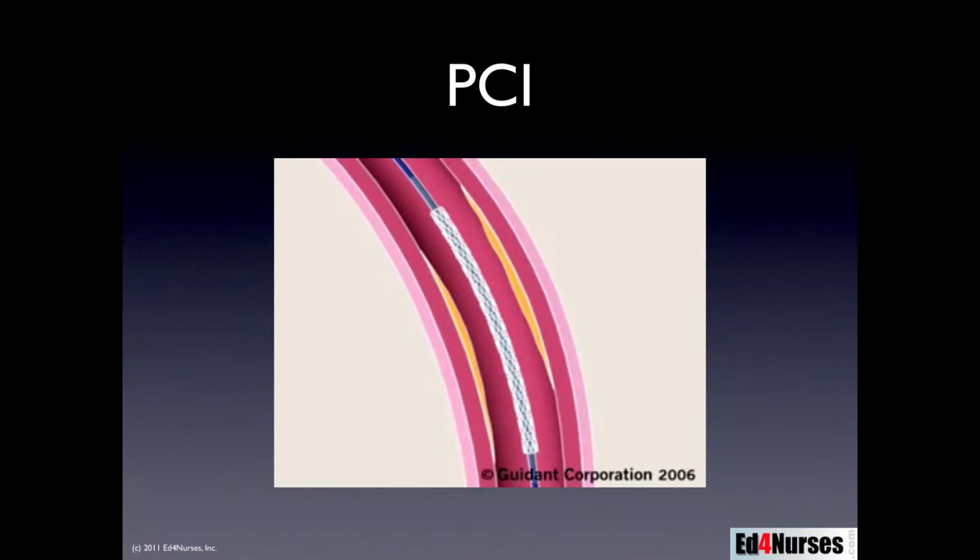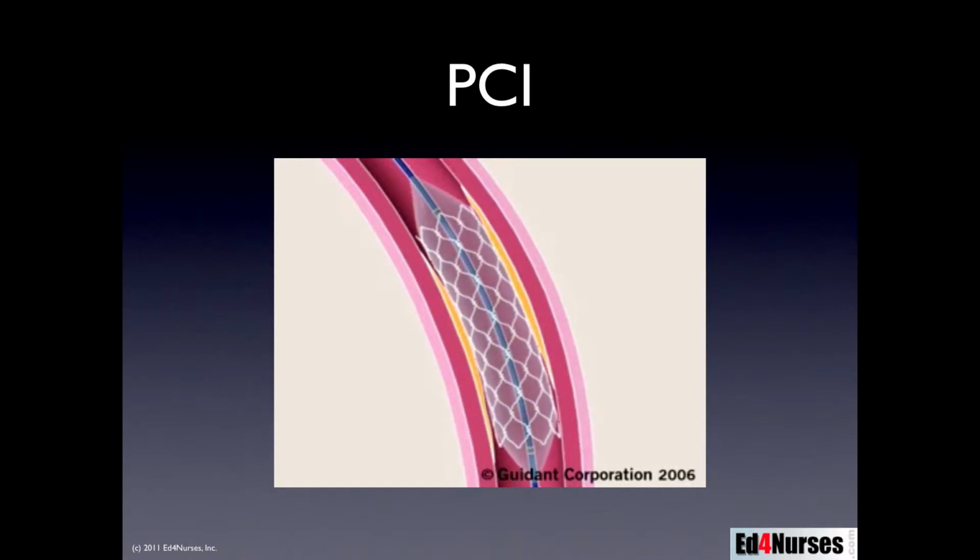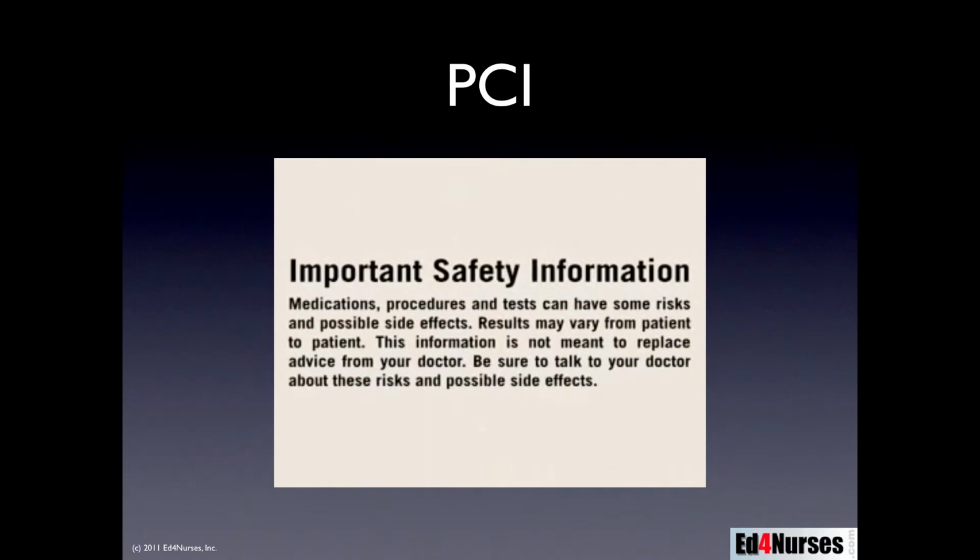Next, we can also put in a little cage device, and that cage device is going to help hold that vessel open for an extended period of time. That's the stent placement. So that is the stent. The stent is going to hold that vessel open over an extended period of time so that we don't get some compression there back onto that vessel.